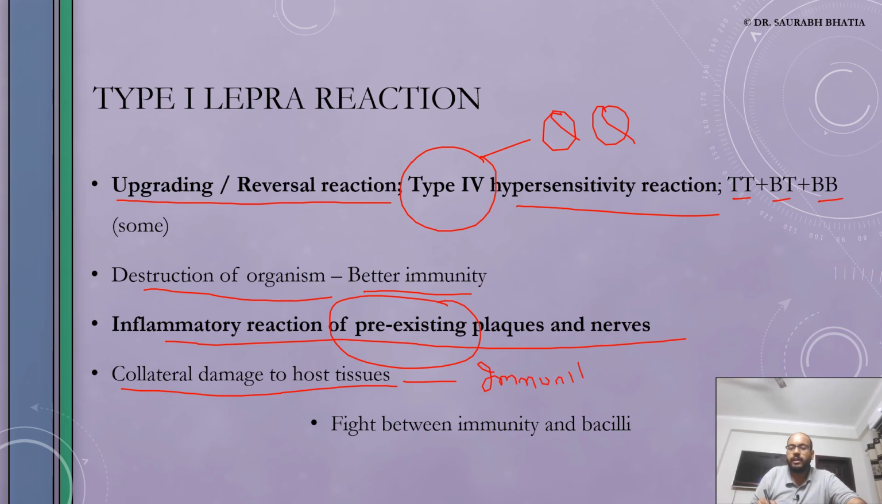That means the immunity is so strong, or the immunity is reacting so fiercely to the broken body parts of leprae, that because of this intense immunity, the nerve tissues are getting damaged. Okay?